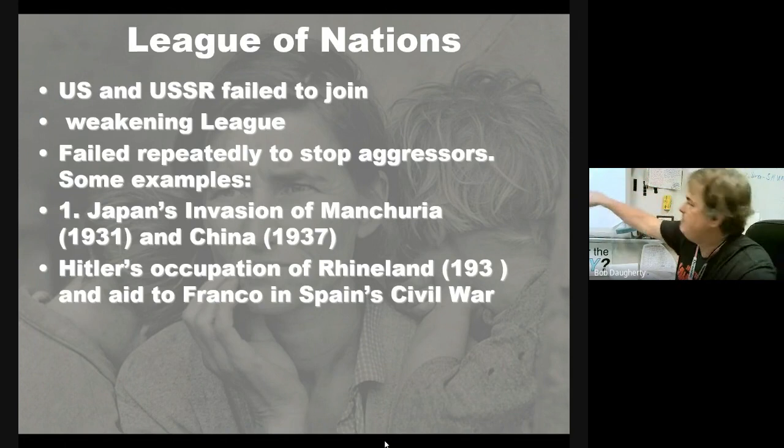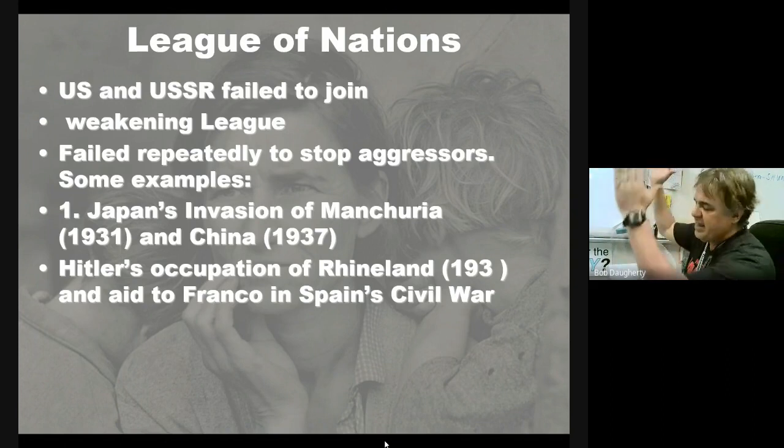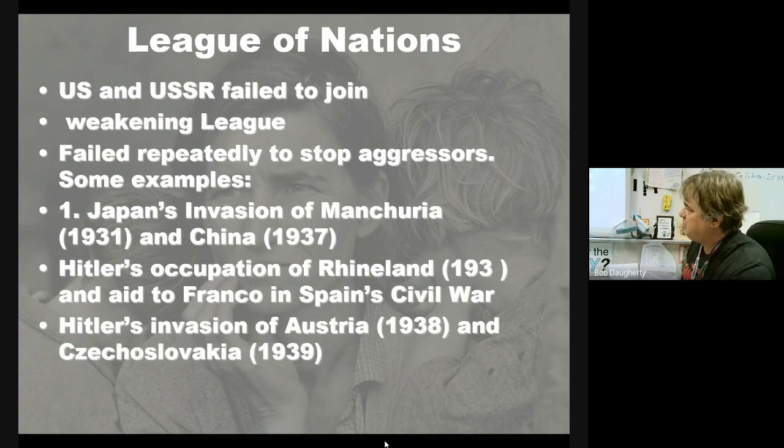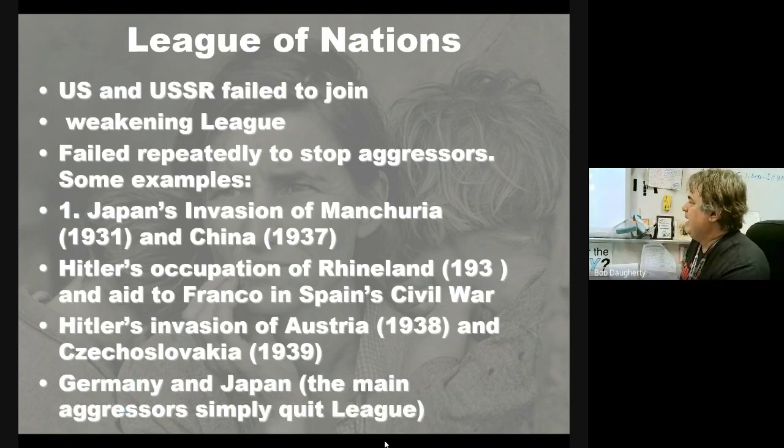Hitler will occupy, I didn't put the date there, I think it's 1938? In 1938, Hitler takes over that area between Germany and France along the Rhine River. Also, Franco is fighting this civil war, and the League does nothing to try to stop that civil war successfully. Hitler later invades Austria. He invades all of Czechoslovakia. And finally, we go to war. And when Germany and Japan were criticized for their aggression, they simply shot the finger at the League, y'all, and they essentially walked out.